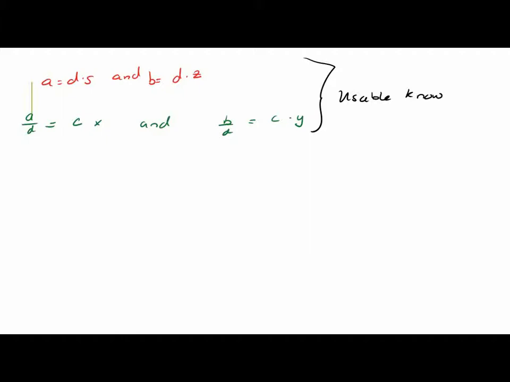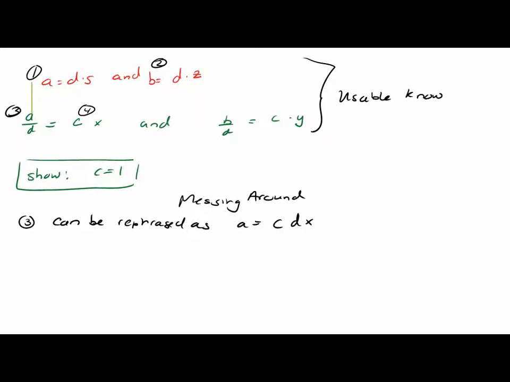So I take that and I write down my usable information in an organized way so I can see it, not hidden away in my scratch work. My job is to show C is 1. Now my job is very clear, and I have it all set up. So I'm just messing around.